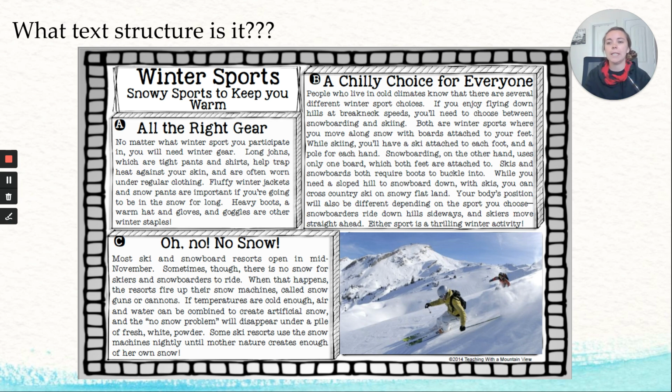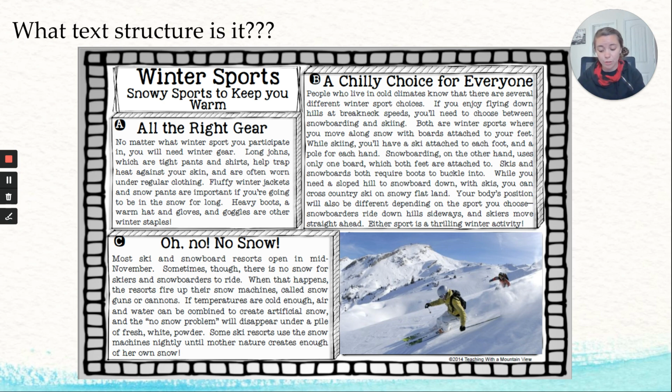Paragraph A, All the Right Gear. As I read that paragraph, I was asking myself questions in my head. Okay, is there a problem in this paragraph? Am I comparing two things? Is there a cause that's affecting something else? Or is it describing something? Okay, or is it listing something in order of some sort? Okay, the only one that really popped in my head, and hopefully you guys think about it too. I'm going to give you a second to think about it. Okay, what text structure do you think paragraph A is?